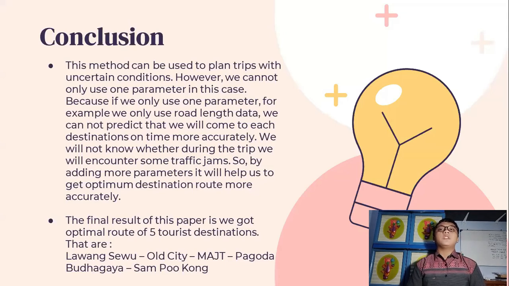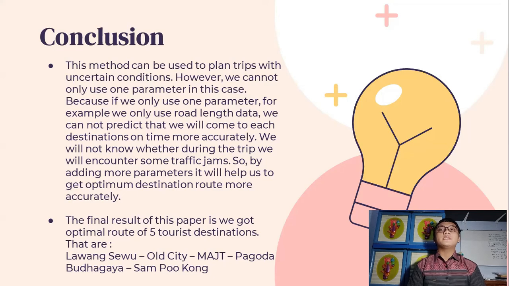The conclusion of this paper is this method can be used to plan trips with uncertain conditions. However, we cannot only use one parameter in this case, because if we only use one parameter, for example, we only use route length data, we cannot predict more accurately that we will come to each destination on time. We will not know whether during the trip we will encounter some traffic jams or etc. So, by adding more parameters, it will help us to get optimum destination route more accurately.